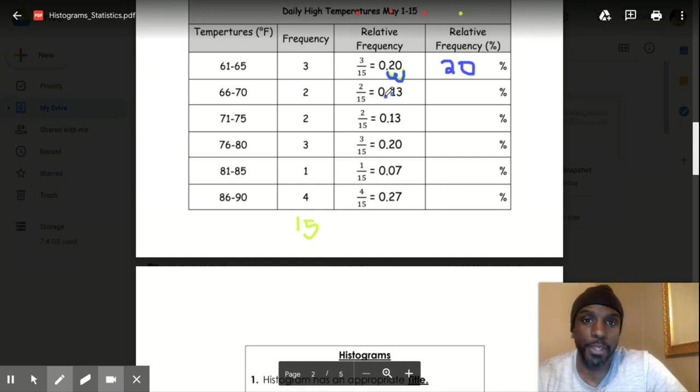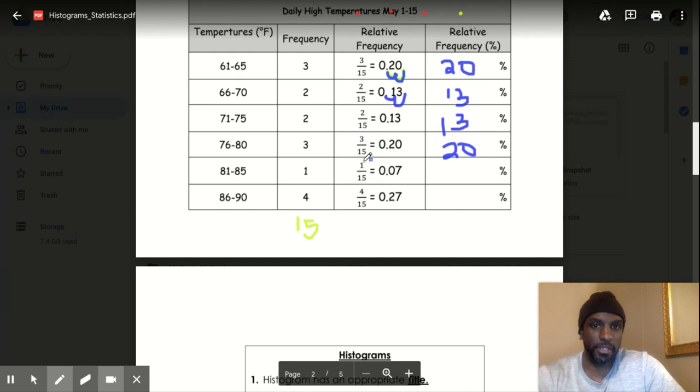So here we go. This will be 13%. Move the decimal 2 places to the right. This will be 13% as well. This will be 20%. And remember, how did I find that 20%? 3 divided by 15 in my calculator gives me 0.20. 1 divided by 15 gives me 0.066666. I made it 0.07, okay? This will be 7% here, and this will be 27%.